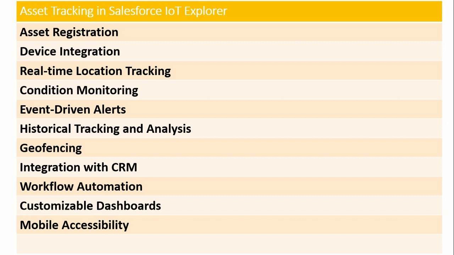Overview of asset tracking in Salesforce IoT. Asset registration. Overview. Asset tracking begins with registering physical assets in the system. Details. Assets are associated with IoT devices that provide relevant information, such as location, status, and performance metrics. Each asset is assigned a unique identifier for tracking purposes.